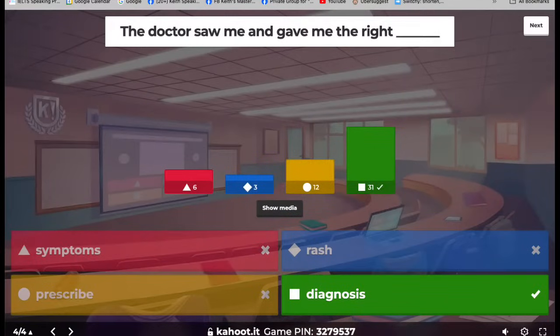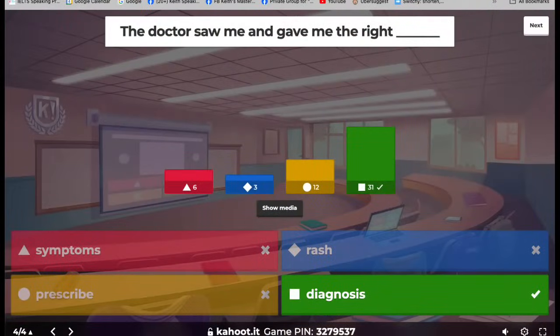How are we doing? We've got diagnosis is the right answer. Yes, he gave me the right diagnosis. Some of you put prescribe, but prescribe is a verb, to prescribe. If it were the noun prescription, it could be. But here, it's not prescription, it's prescribe, it's the verb. But you need a noun. The right noun here is diagnosis. The doctor saw me and gave me the right diagnosis.